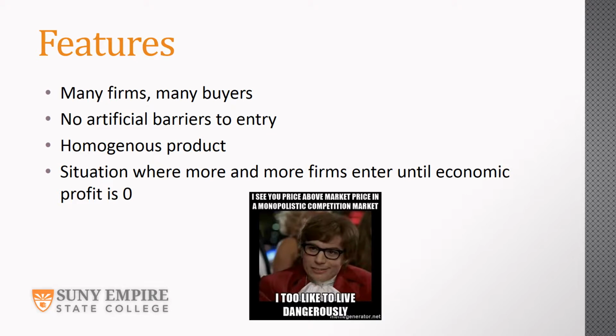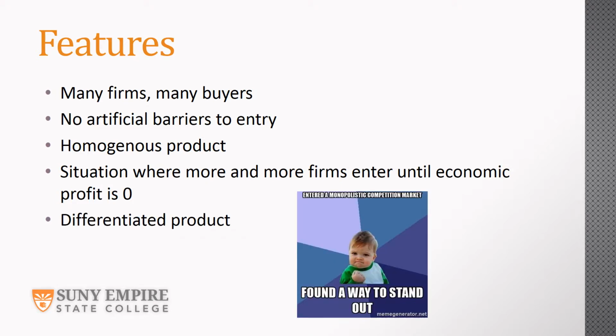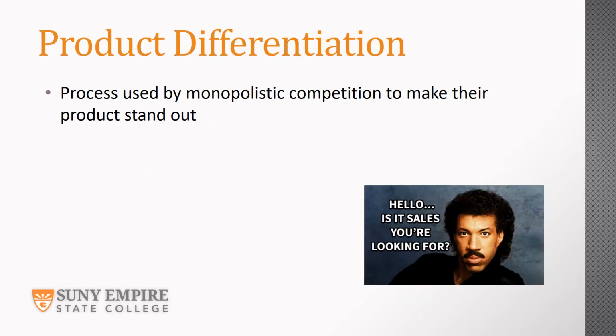Monopolistic competition is different from perfect competition, however. What makes it different? The final and defining feature of monopolistic competition is that the product sold is a differentiated product. While the product sold in monopolistic competition is nominally homogeneous, the firms involved use product differentiation to make their products stand out. They do something, anything they can, to make their product at least seem different from that of their competitors. What are some ways in which firms differentiate their products?